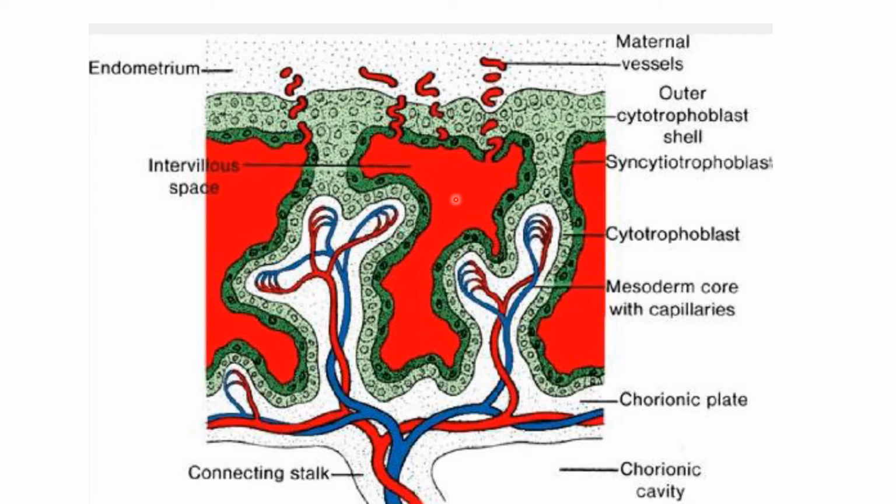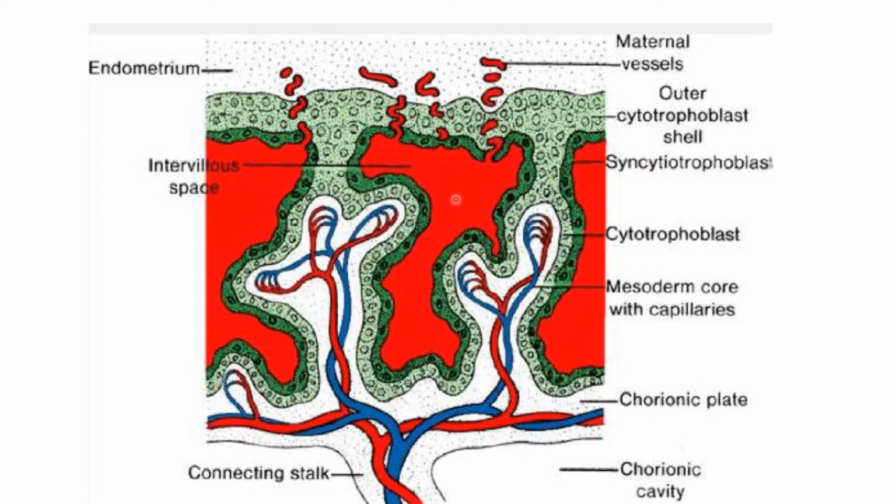The maternal part of the placenta is contributed by the decidua basalis of the endometrium, which sends septa dividing it into 15 to 20 maternal cotyledons. The fetal part is contributed by the chorion frondosum and is seen as a plate called the chorionic plate. So this is the development of the placenta.